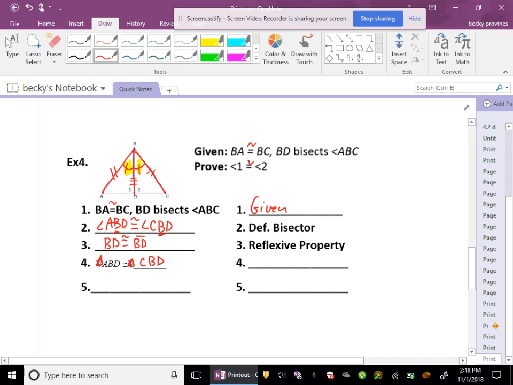Now, here's the moment of truth. Can you prove why? You have 5 choices: SSS, SAS, ASA, AAS, and HL. We have 2 sides here in blue, and then the angle that's in yellow in the middle. So this is a case of side, angle, side. So angle 1 is congruent to angle 2, and we always finish the proof the same way, CPCTC, which stands for corresponding parts of congruent triangles are congruent.